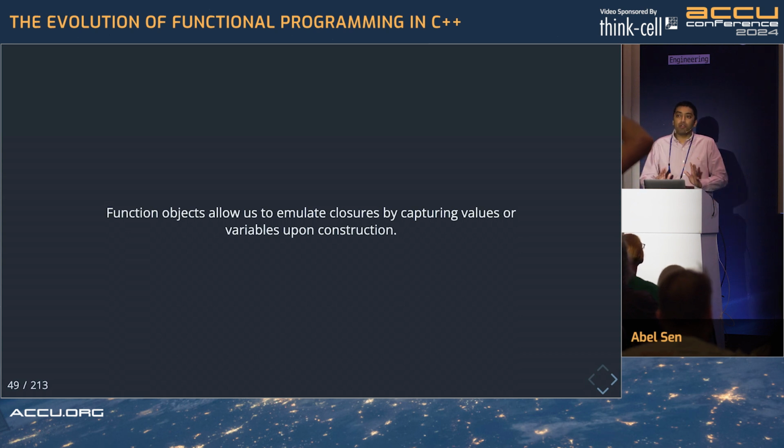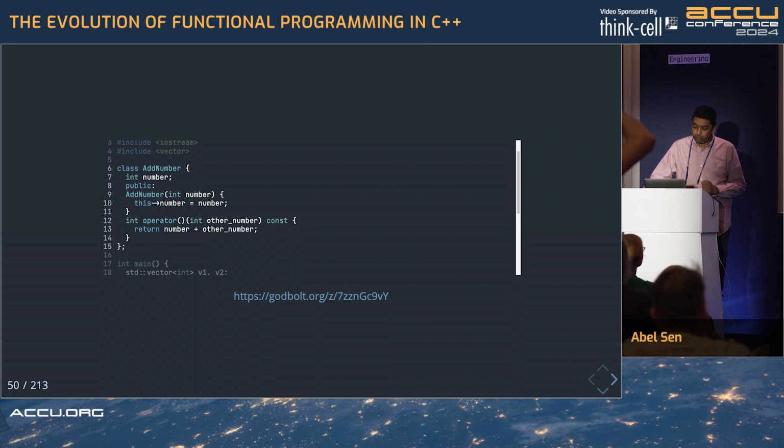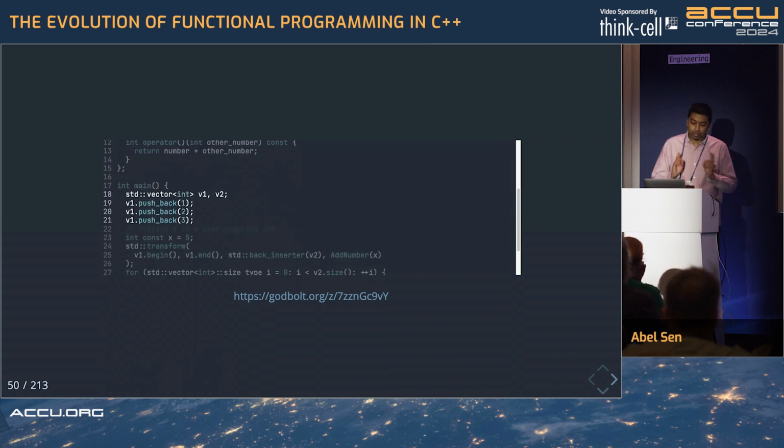So the real power of function objects in C++ is that they give us the ability to emulate closures by capturing values or variables upon construction. Here we're seeing an example of a struct, or class, called AddNumber with a private variable number. It has a standard constructor and a call operator which accepts another int. Upon receiving that int, it adds that value to the privately stored member variable number and returns the summation. So how might that be useful?